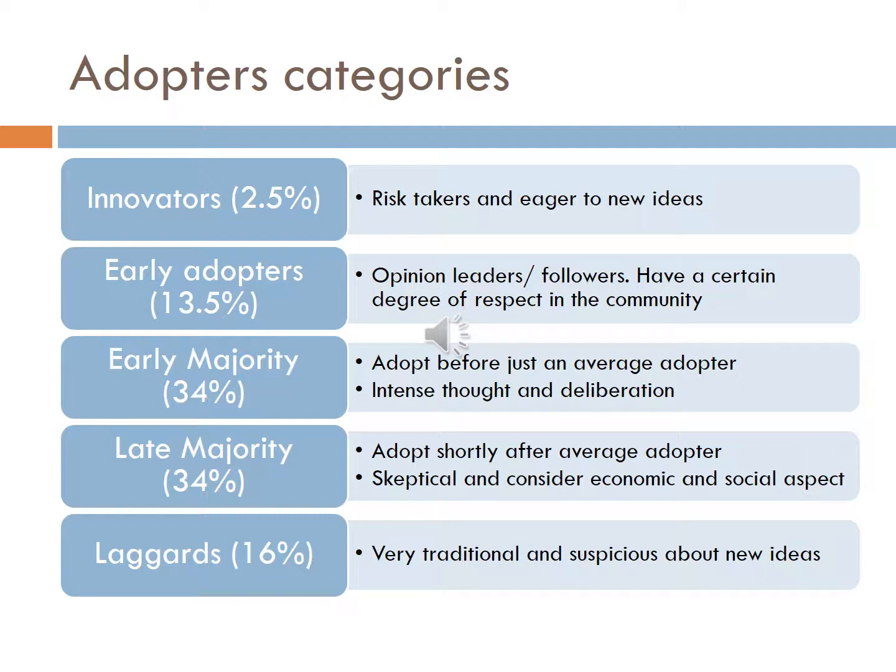And then you have an early majority and a late majority. So the early majority adopt before an average adopter, and they have intense thought and deliberation. Whereas the late majority adopt the new technology shortly after an average adopter. They could be skeptical and consider economic and social aspects. And there are the laggards, who are very traditional and suspicious to try new ideas. So these are the people who adopt last. Okay.